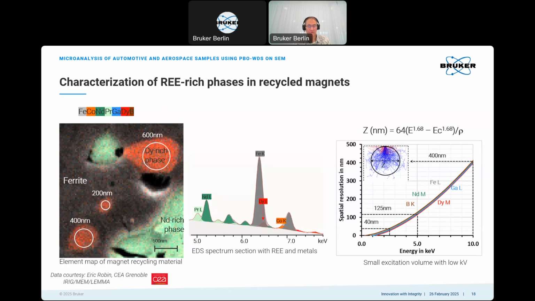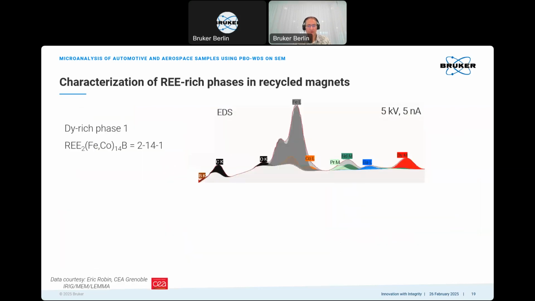And here we see the results of the modeling of the interaction volume with 5 kV application. We have an interaction volume of only 125 nanometers, which is very suitable for analysis of the inclusions. So applying 5 kV is shown here, and we see the EDS spectrum of one of the phases.